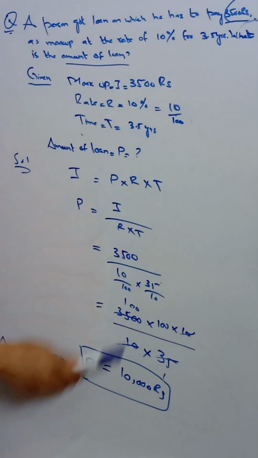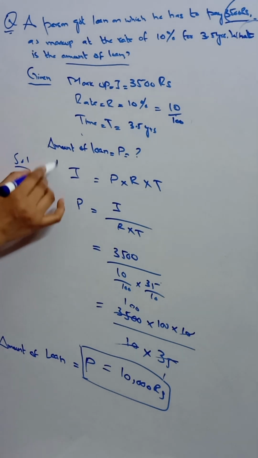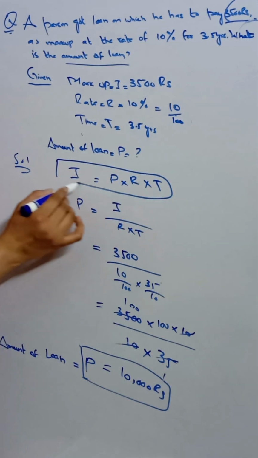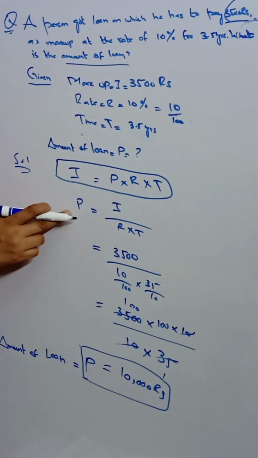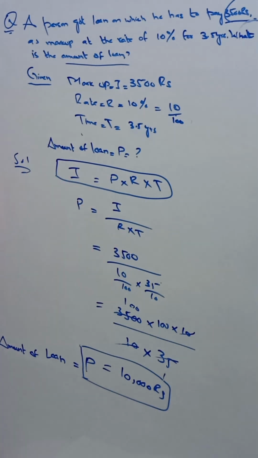It's a very simple question. It's a very interesting question. You have to make the formula according to your requirement. Always remember what the main formula is here: I equals P into R into T. And we need P, which stands for principal amount. So we create our required formula. I hope it's clear. This is a very important question.